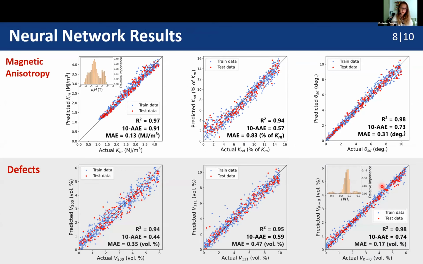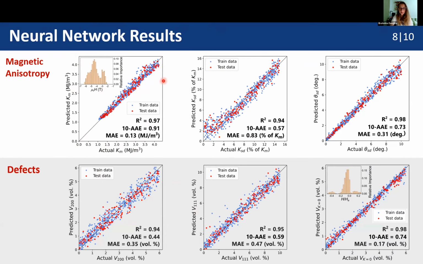And here you can see the results of predictions of neural network for 6 parameters. Here on the plots, the x-axis represents the actual values of the parameter, and the y-axis represents the predicted value of the parameter. The closer all points to the diagonal lines, the better are the predictions.